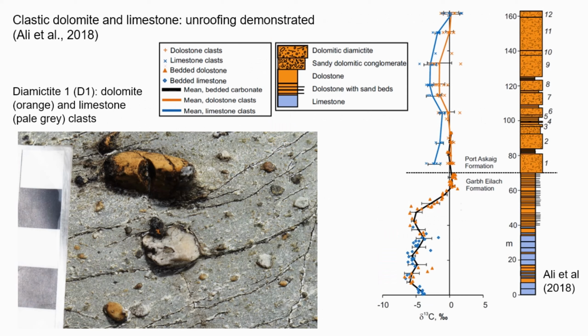In diamictites 1 to 12, we see both limestone and dolomite clasts, which differ in colour, as you can see in the photo on the left. In the stratigraphic profile, we see a tendency towards negative carbon isotopes in the middle of the D1 to D12 interval, shown both by limestones and dolomites, and that mirrors the underlying isotope anomaly in the Garvellachs Formation. So it looks as though we are unroofing the lateral equivalence of the underlying formation.